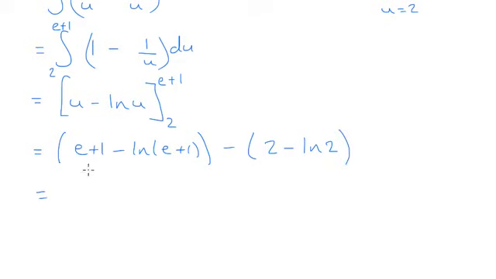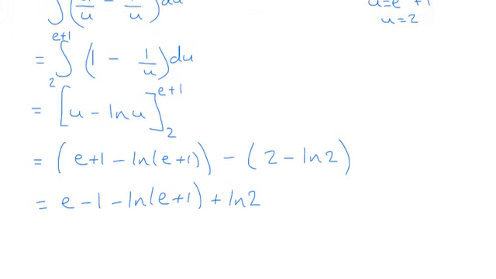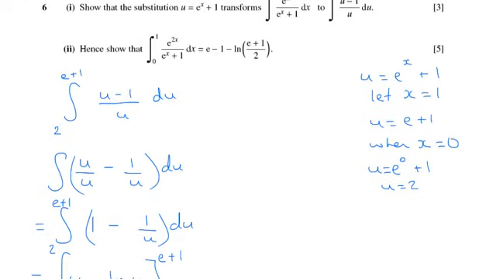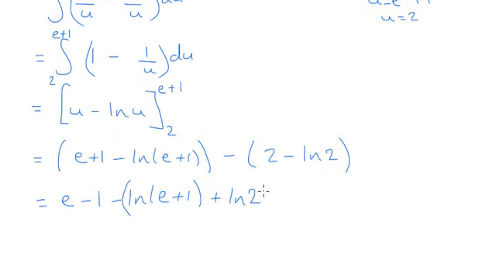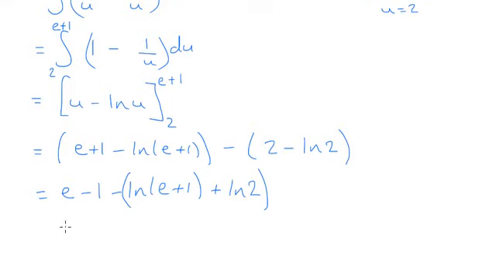So if we collect everything up here, we've got an e, we've got a plus 1 and then a take away 2, so that's minus 1. We've got a minus ln e plus 1, and we've got a minus minus, so a plus ln 2. That doesn't quite look like what they gave us. They gave us, in the answer, an e minus 1, which we have, and all they've done is just taken this ln and written it as one thing, which is very easy to do.